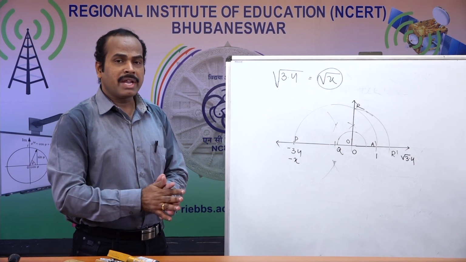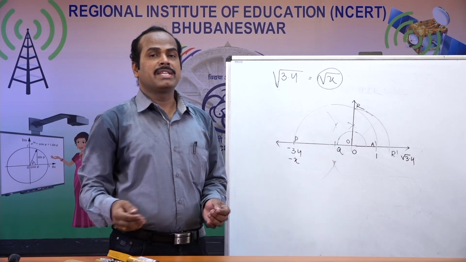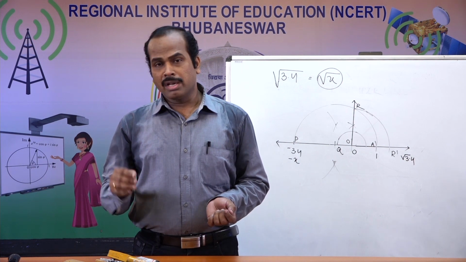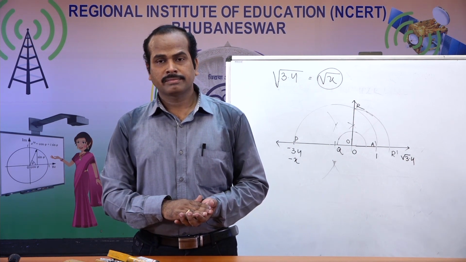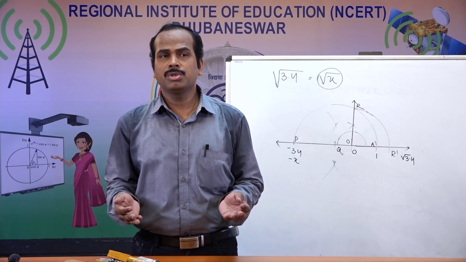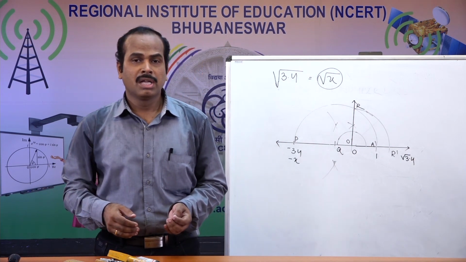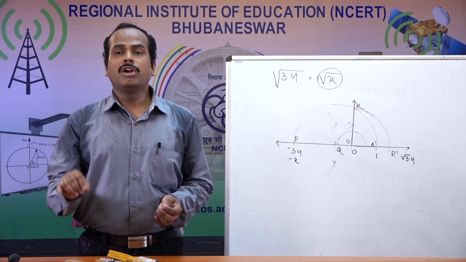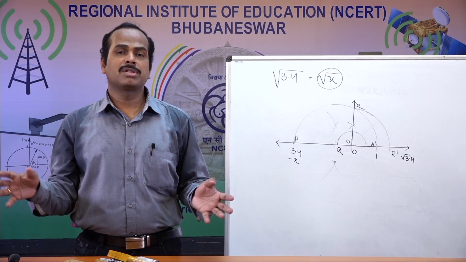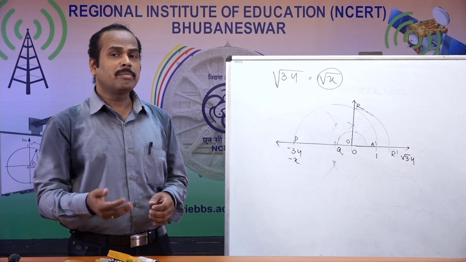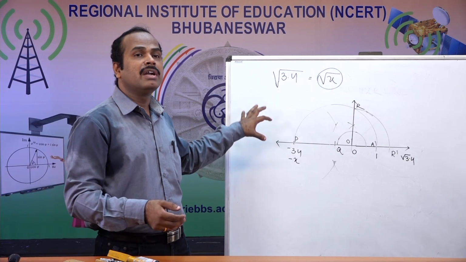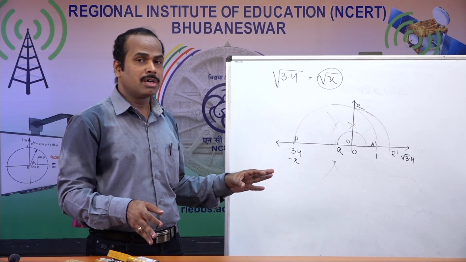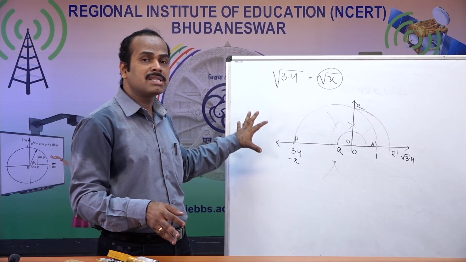So what did we learn today? We learned how to represent irrational numbers on the number line. We learned about representing root 2 and root 3 on the number line using the Pythagoras theorem. Then we learned the successive magnification method to represent non-terminating, non-recurring decimal numbers on the number line. And we used this last method to represent irrational numbers of decimal numbers on the number line.